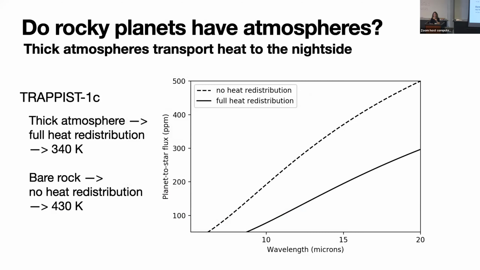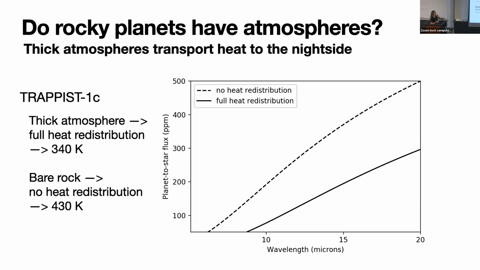Okay. So I'll wrap up with my favorite topic, rocky planets. Thermal emission measurements are extremely powerful for rocky planets because for these planets, we don't even know if they have an atmosphere or not. We really don't. As a first test, one of the things you can search for is evidence for recirculation of heat from the day side to the night side.